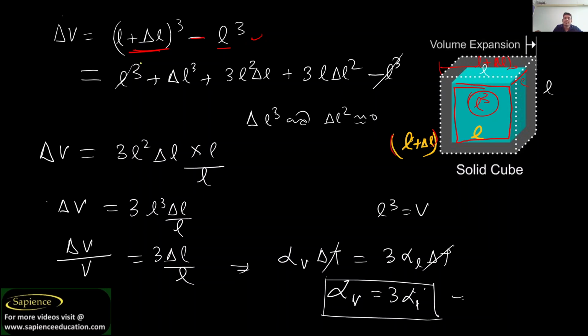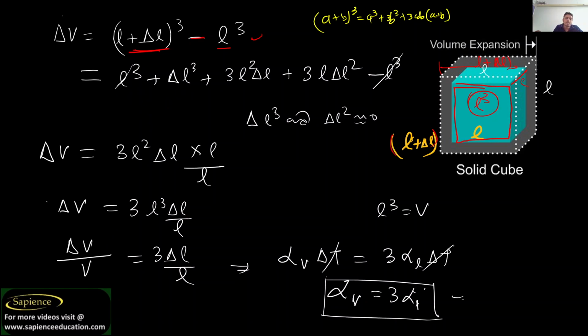So please expand it. When you expand it, (A plus B) whole cube, you know this formula, is equal to A cube plus B cube plus 3AB(A plus B), or 3A square B plus 3AB square, right? So here what we have done, try to understand.